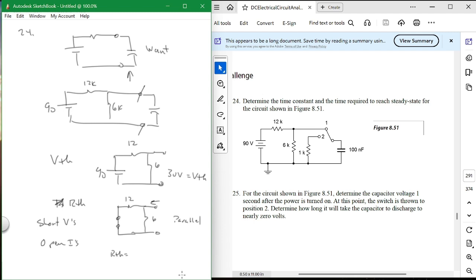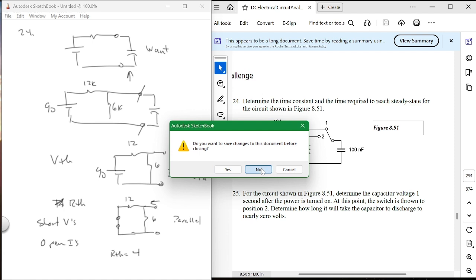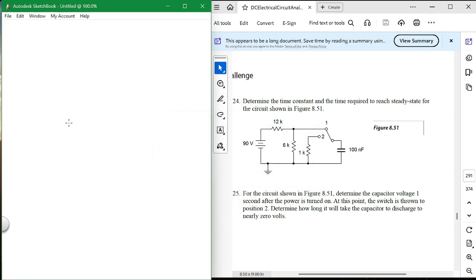It's 4, but I'm not sure. Let's go look. 12 times 6 divided by 18, right? Yep, it's 4. This is an easy one. R-Thevenin is equal to 4. Now you put the thing back together again, and I'm out of space. Remember that V-Thevenin is 30 and R-Thevenin is 4. Now we go back, erase the blackboard, and start over again. So now we start over again with a voltage supply of 30 and an R up here of 4K.